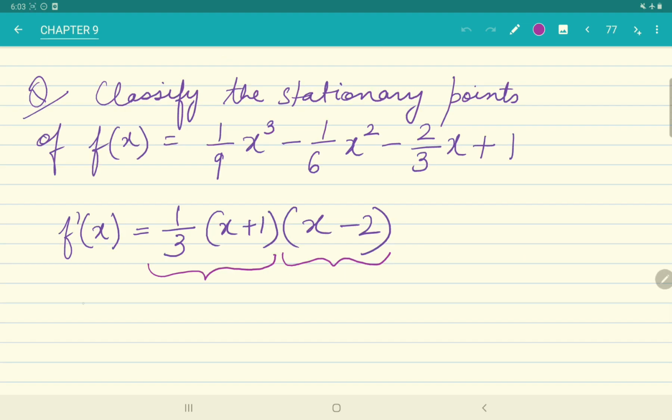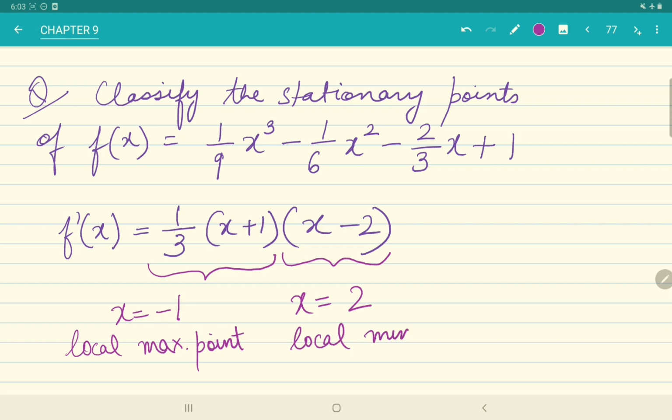So let me just write that x is equal to -1, that's a local maximum point, and x is equal to 2, this is a local minimum point.